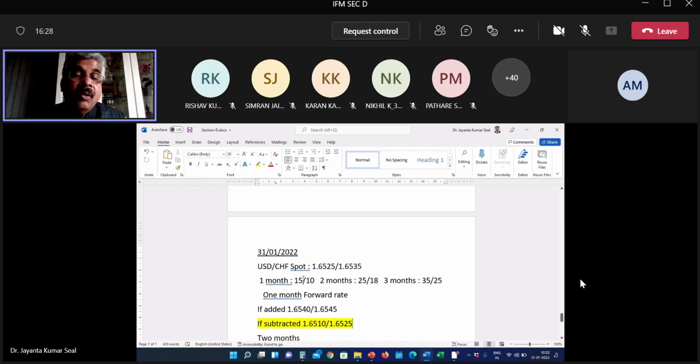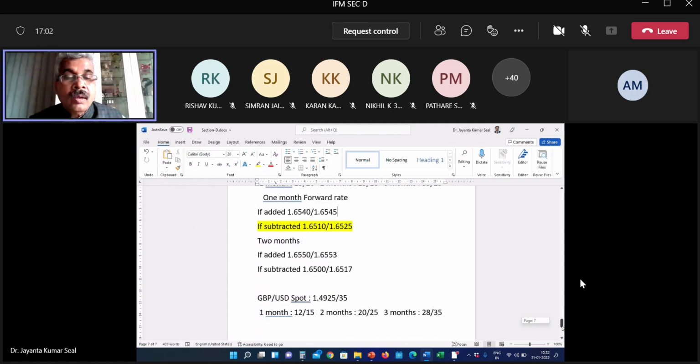You take the mid rate. How do you take the mid rate? 1.6525 plus 1.6535 divided by 2. So if you take the mid rate, what is the rate? 1.6530. And what is the mid rate for forward? 1.6510 plus 1.6525 divided by 2. So mid rate for forward minus mid rate for spot divided by spot into 100. Later on this formula is given. So if it is discount, it will be negative. If it is premium, it will be positive. Any question for forward discount and premium?